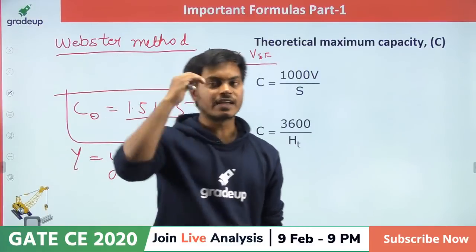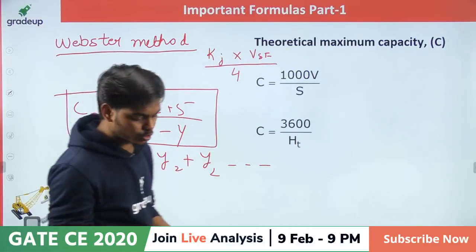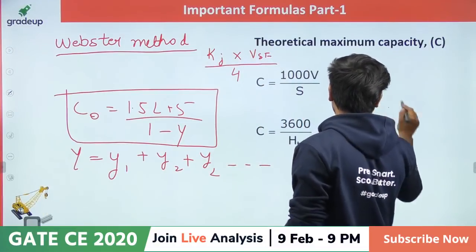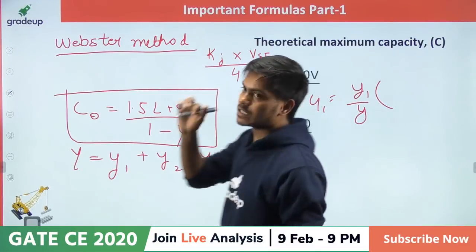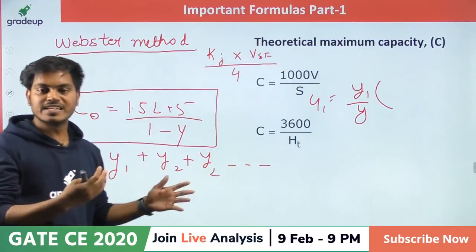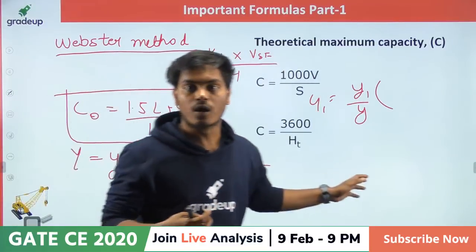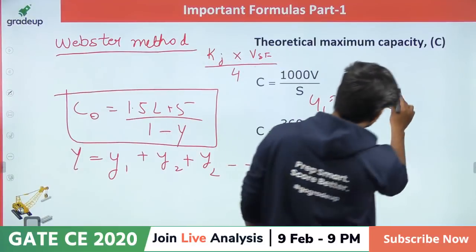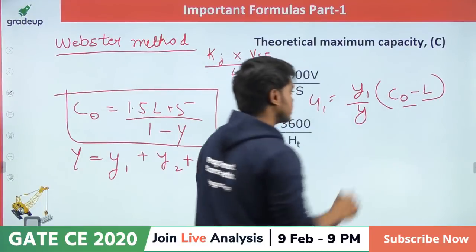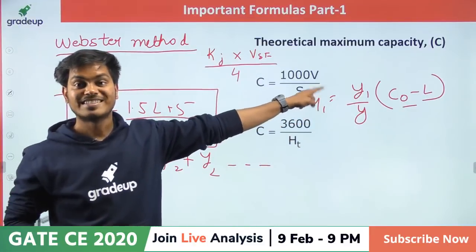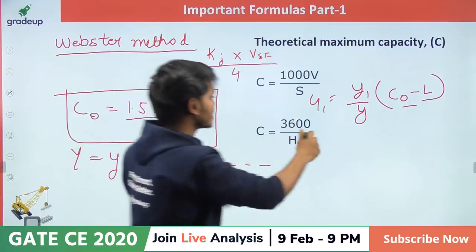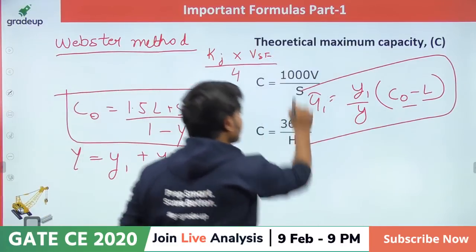Effective green time. Sir, for effective green time, what you have to do? You just have to do Y1 by Y. If I want to get G1, your effective green time, then Y1 by Y into C0 minus L. C0 we have just calculated. So we will be able to get the value of effective green time.